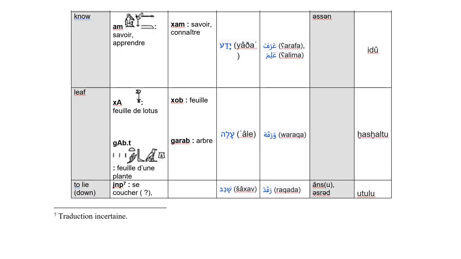Same here. You have to know: in Egyptian, you have am, to know, to learn. In Wolof, you have ham, which means to know. You have here leaf, and as I say, all the variants of the same word. Lotus leaf means ha. You have in Wolof hop, which means leaf. You have here gap, which the Egyptian dictionary translates as the leaf of some plant. But if you make the relation with Wolof, you see garap, which means tree, garap.